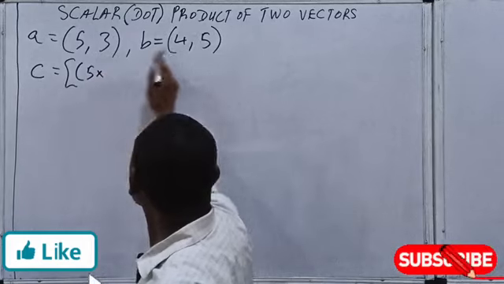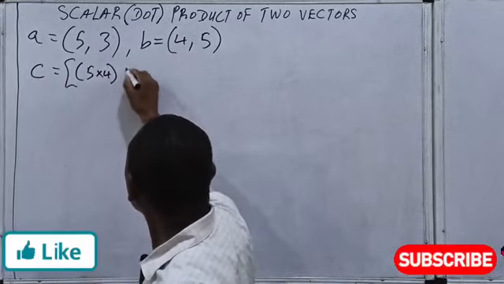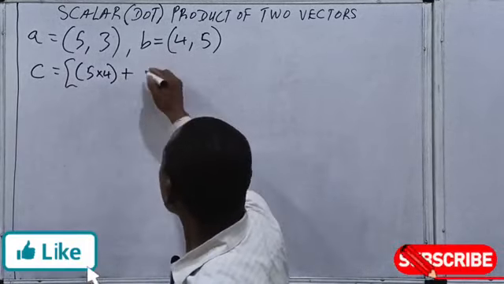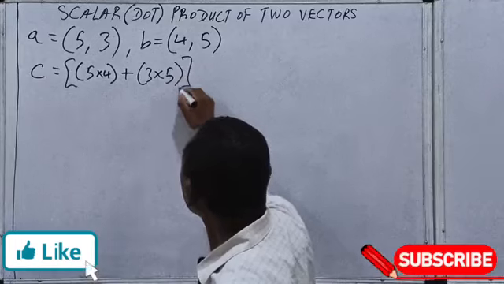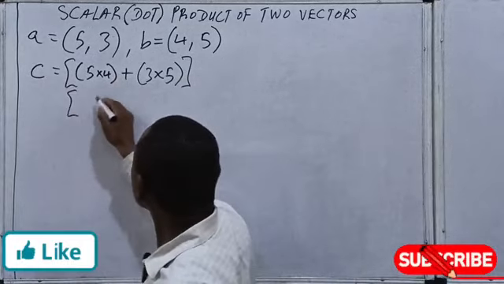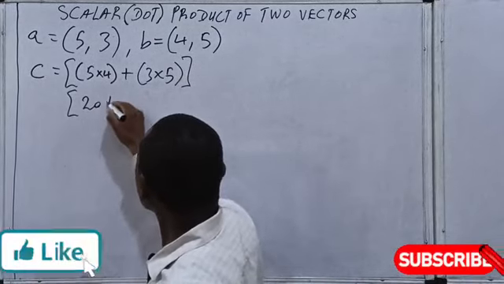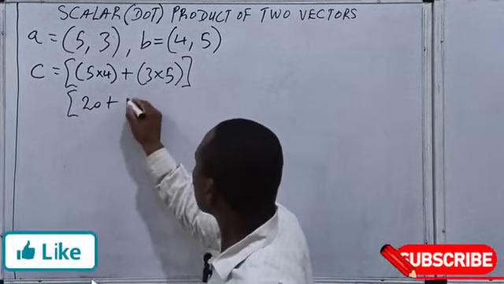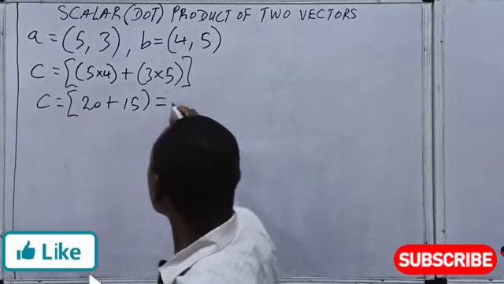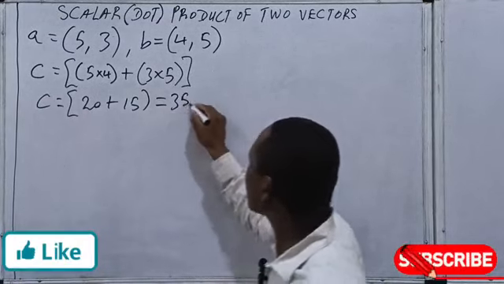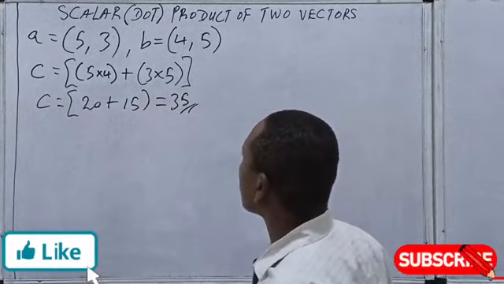5 times 4 plus this and this, 3 times 5. This times this is actually 20, plus this times this is actually 15. So the dot product, what is the dot product? C. Dot product C is actually 35. So it's just a very simple calculation, all right?